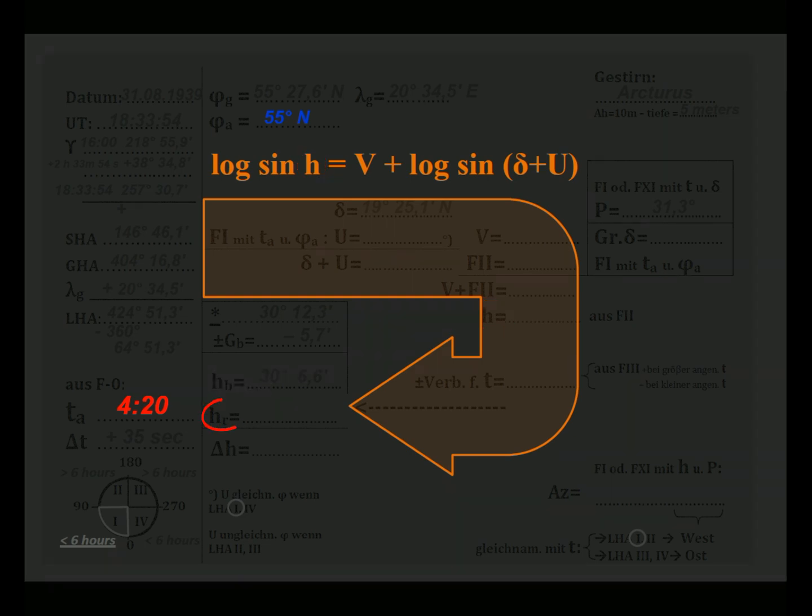To get the final result, it is necessary to make a correction to the calculated altitude based on the fact that we have determined the altitude for the local hour angle, which is greater than the calculated local hour angle by 35 seconds of time.